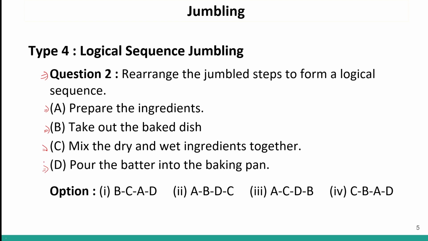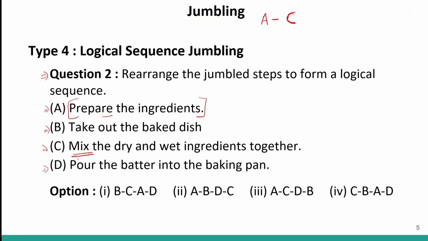If you know cooking, you know that the first step you do is to prepare your ingredients. Without having the ingredients, can we cook something? No, we cannot cook unless we have the ingredients. So the first logical step will be to prepare the ingredients. Then we'll mix the ingredients. I have my ingredients. Then I have to mix them together to create a dish, right? So the next logical step will be C, which is to mix the dry and the wet ingredients together.